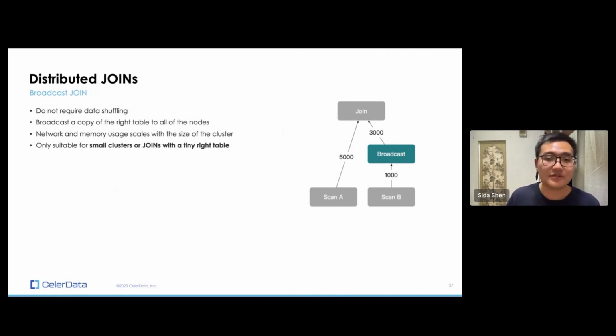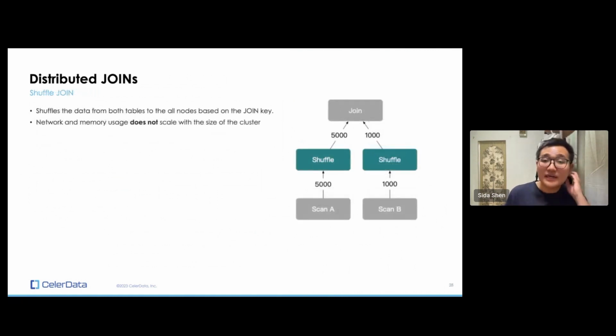And this type is only suitable, or cost effective, for small clusters, or joins with a very tiny right table, right? And this is actually the only kind of distributed join ClickHouse can support, because it doesn't really do data shuffling, right? And then let's talk about shuffle join.